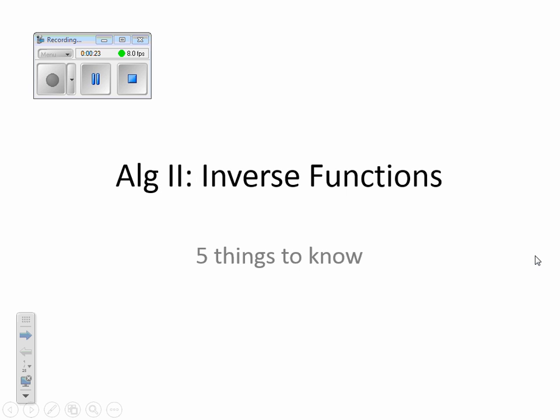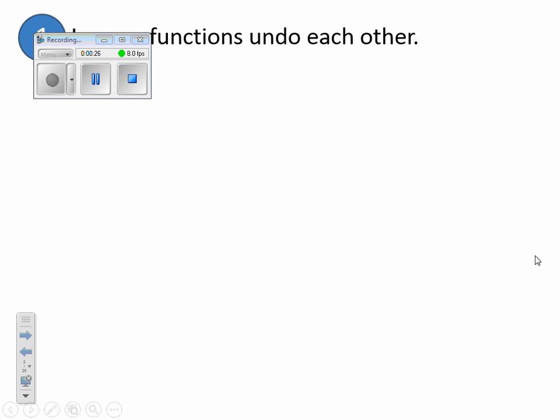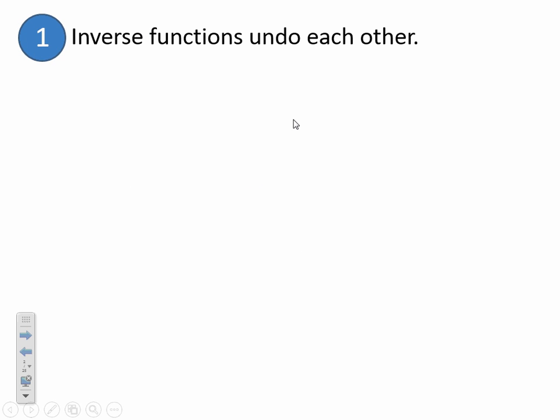Okay, 5 important things to know. Let's start that here. Okay, inverse functions undo each other. Super important.